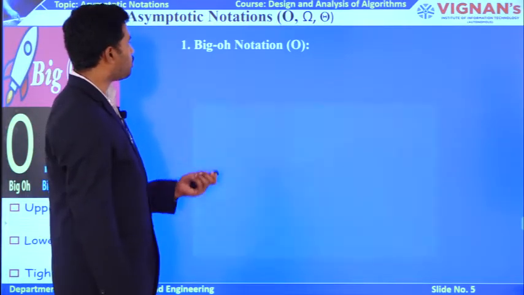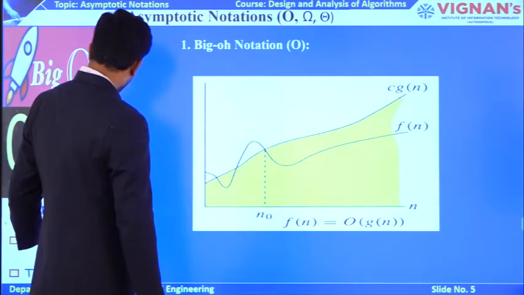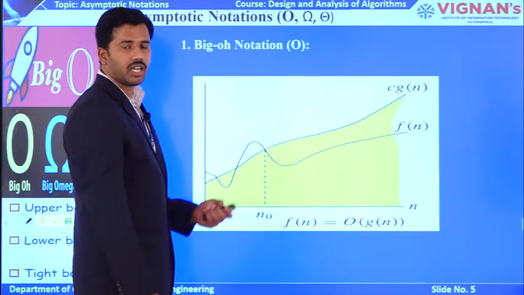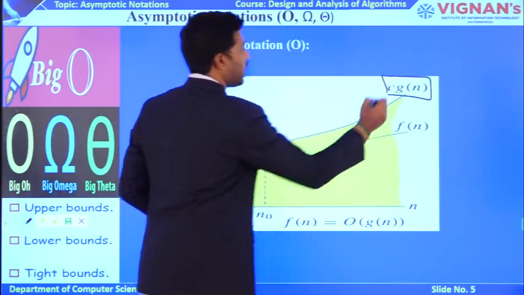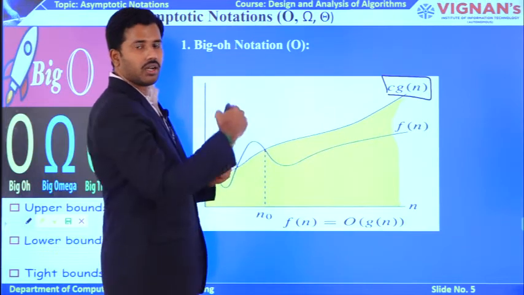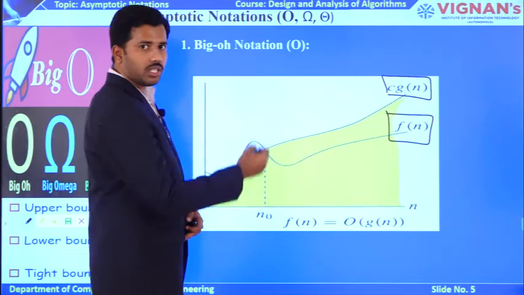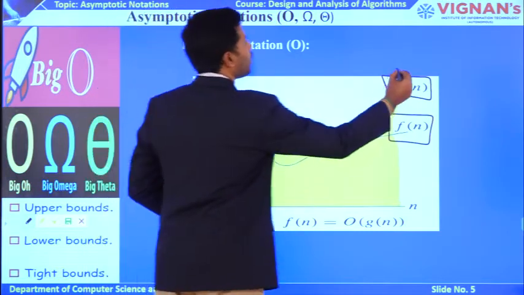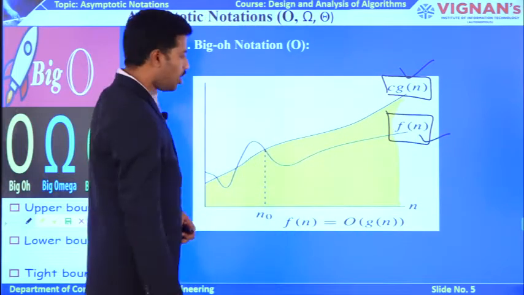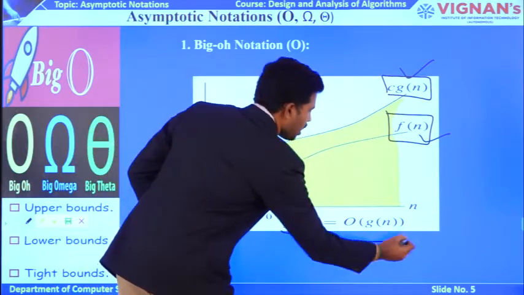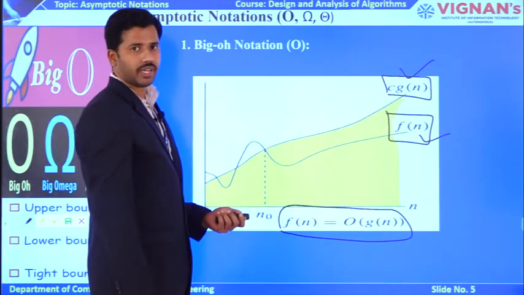Now, if you observe the graph of f of n as well as g of n, by comparing the relationship between f of n and g of n, you can see that c into g of n is growing rapidly compared to the f of n. So, by this graph you can understand that g of n has an upper value compared to the f of n. Then only you can say that the f of n has a relationship with big O of g of n.